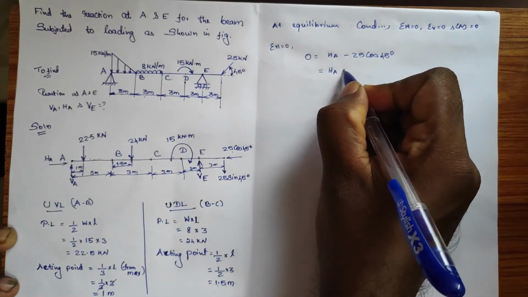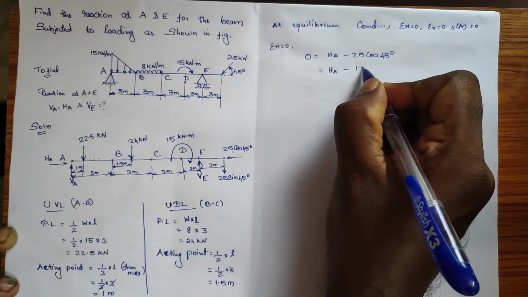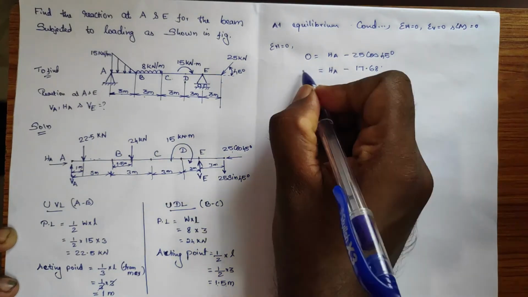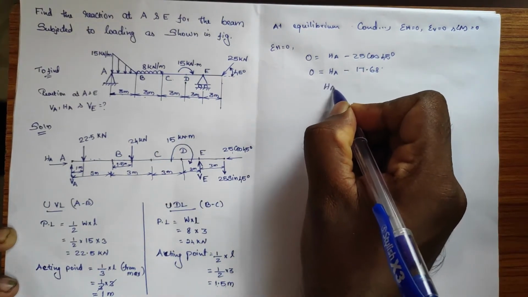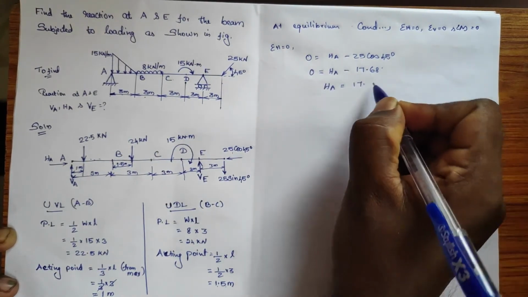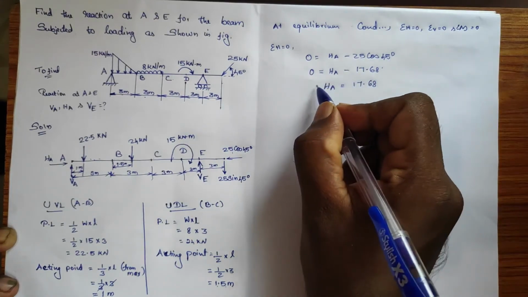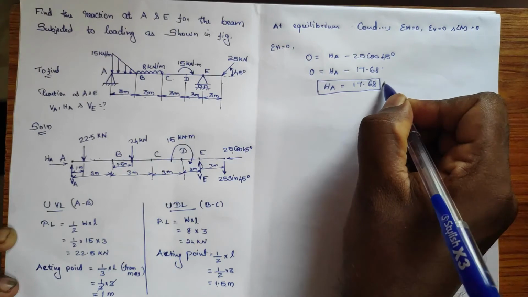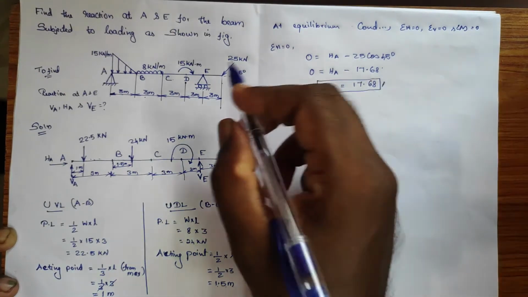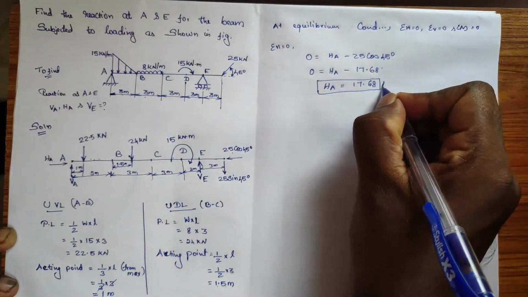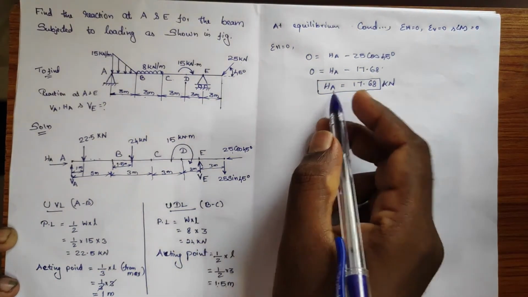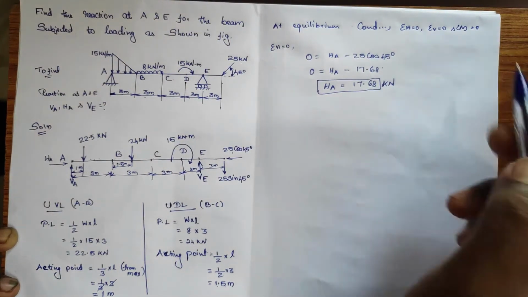So HA minus 25 cos 45 degree, whose value can be simplified as 17.68. So we get the HA value as 17.68. When it is taken to the other side, the negative sign becomes positive. Since all the values are given in kilonewton, we will get kilonewton. Okay, so let us move to the next step.